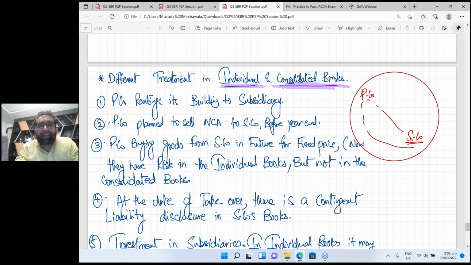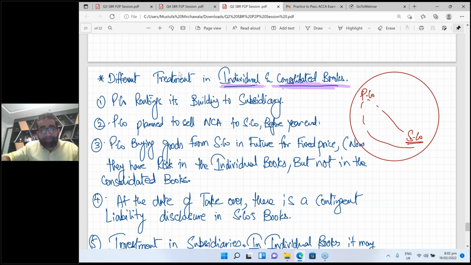Let us say parent company has given a building to S company on rent. If you see parent company individually, that means parent company is earning rental income from that building. So in the individual books of parent company we will apply IAS 40 because parent company is earning rental income, right?